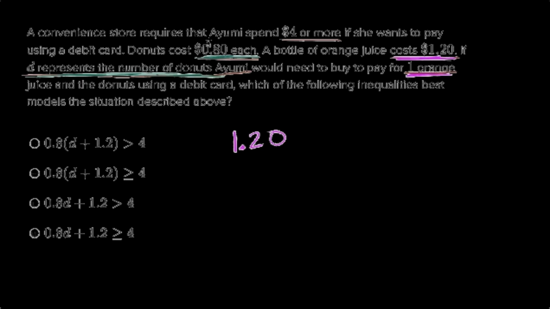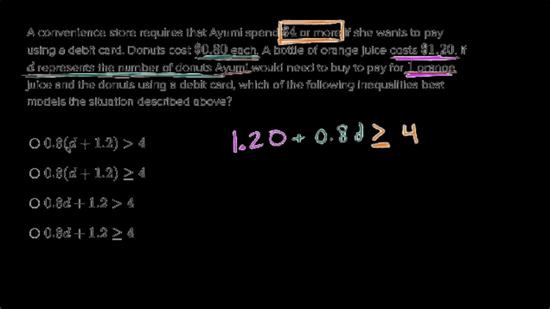So she's going to spend 80 cents times D, or 0.80D. We could write it like that, or we could just write this as 0.8D. So this is what she's spending on that one orange juice. This is what she's spending on the D donuts. And in order to use her debit card, she needs to spend $4 or more. So this thing right over here needs to be greater than or equal to $4. Once again, greater than $4, that's the 'or more,' but it could also be exactly $4, and that's why we have the equal sign right over here. So let's see, which of these choices describe that?